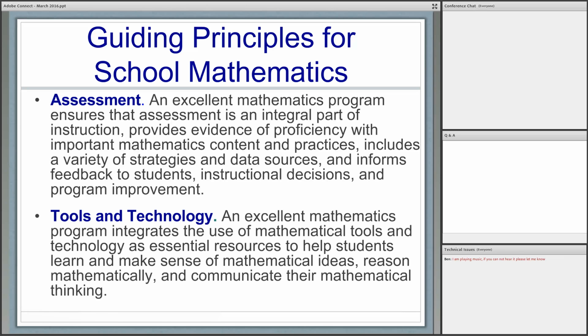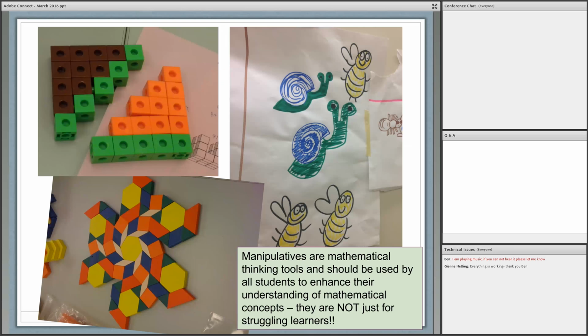And these things are really important because we do not always see students' thinking in their written work. So another is tools and technology. And really, this is what I call mathematical thinking tools. So again, all students have the right to be using these kinds of materials. It's not just struggling learners.